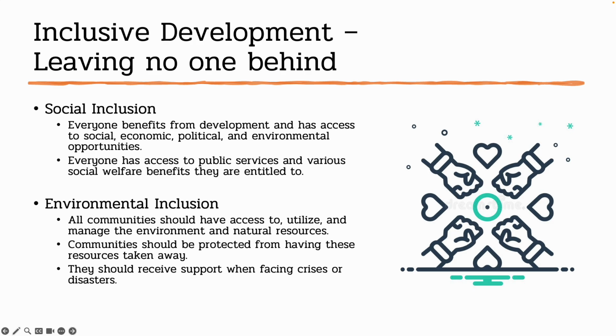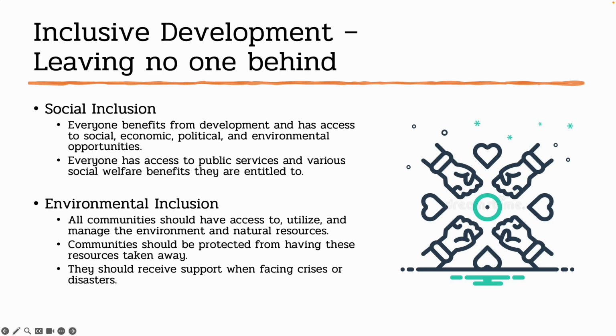So inclusive development aims to solve the inequality and ensure that we have social inclusion and environmental inclusion at the very least. When we talk about social inclusion, we are talking about how we can make everyone benefit from development, have access to social, economic, political opportunities. Everyone has access to public services and various social welfare benefits they are entitled to. And when we talk about environmental inclusion, that means all communities should have access to utilize and manage the environment and natural resources nearby to their communities. They should be protected from having these resources taken away. They should receive support when facing crises and disasters.